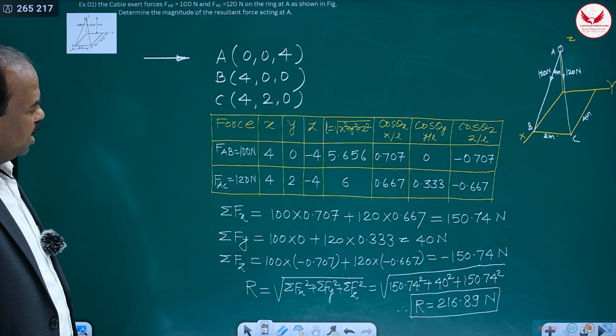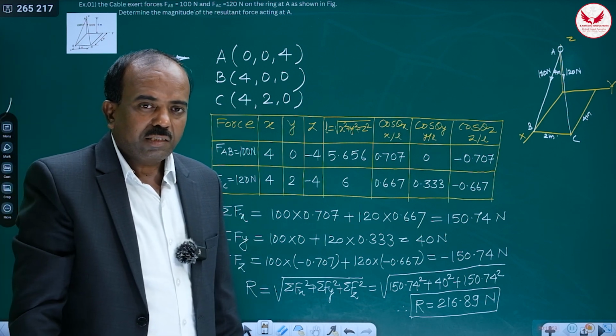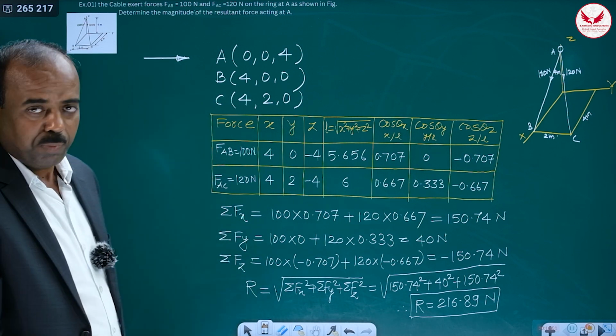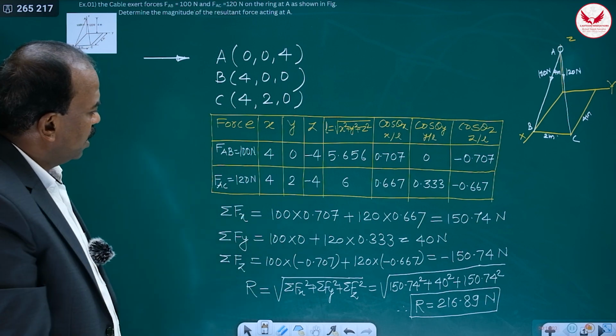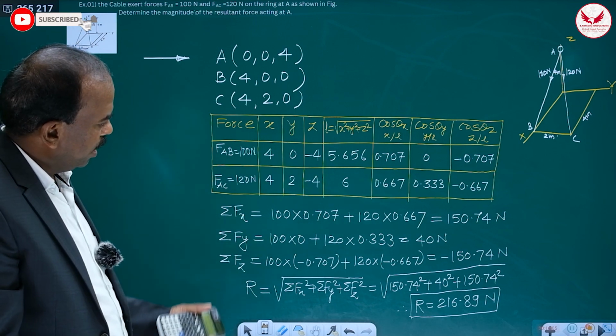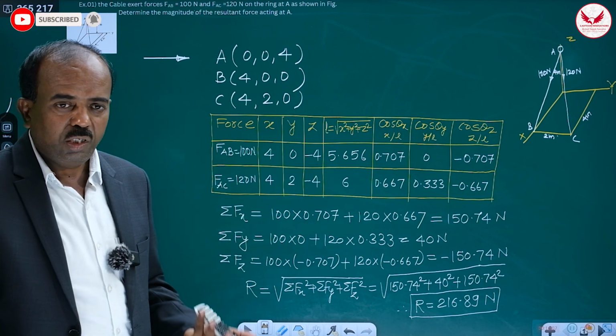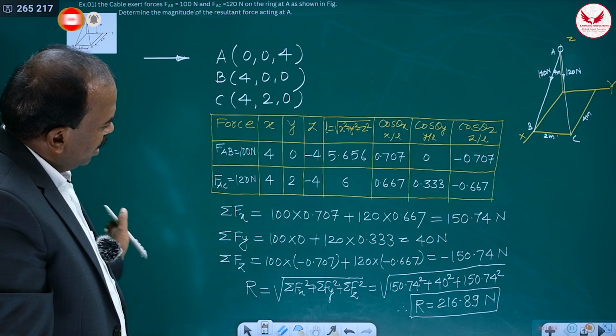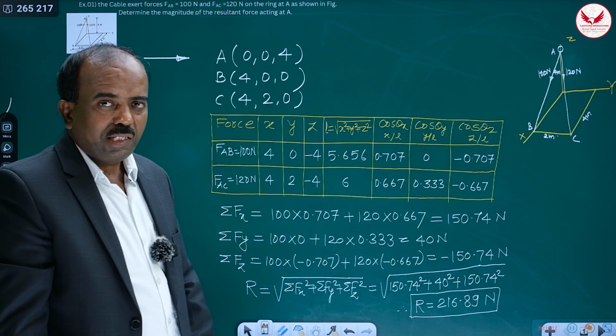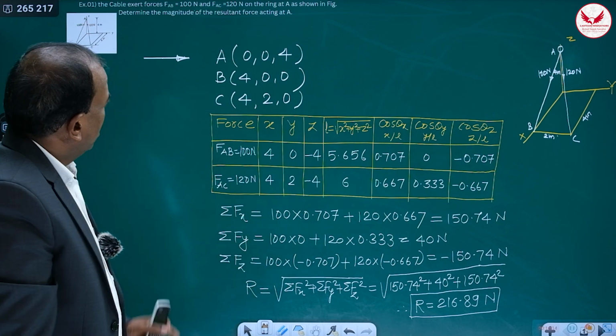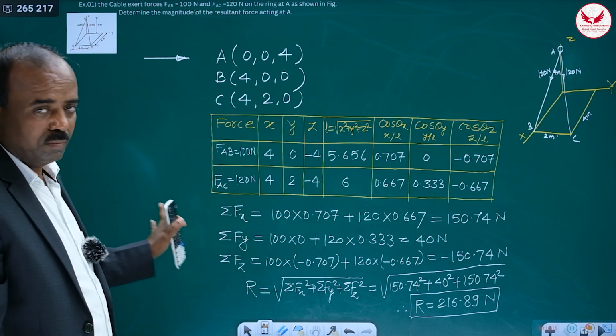Generally students have the fear that space forces they never prepare, and they feel that these problems are very difficult. But if you use the table and if you solve like this, no need to use ijk vectors. In such a simple way, we can get the magnitude of the resultant force at A.